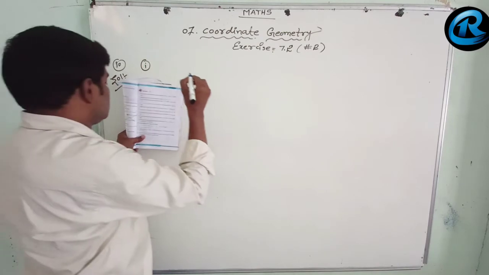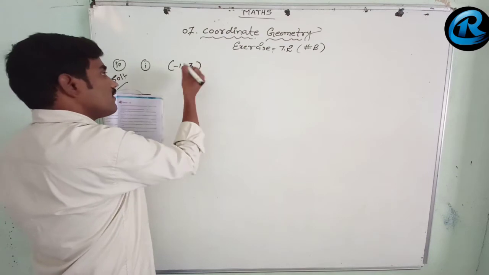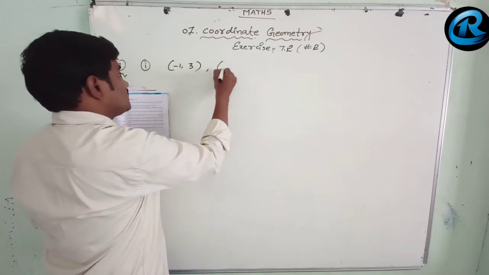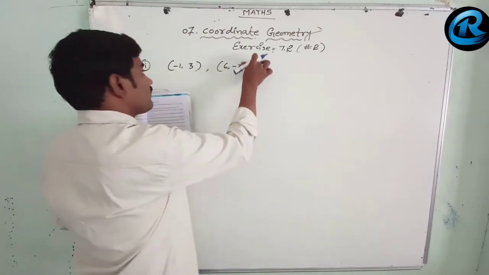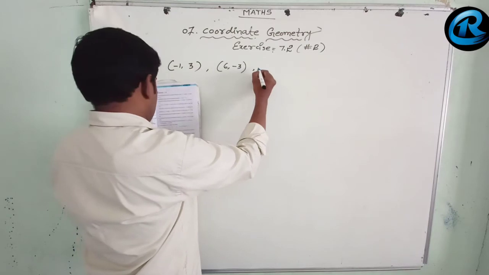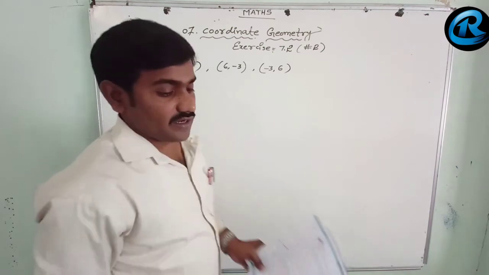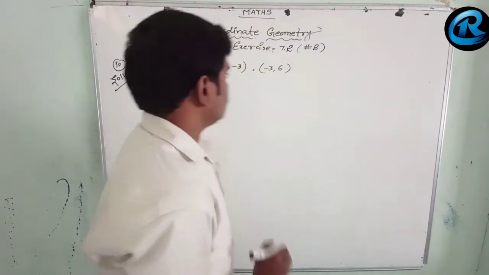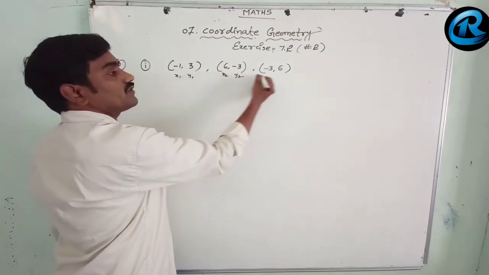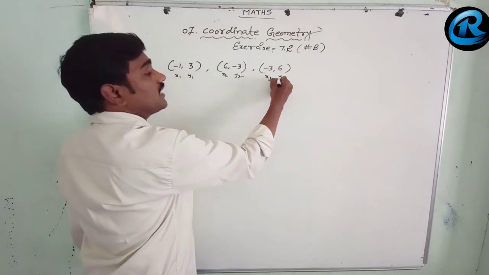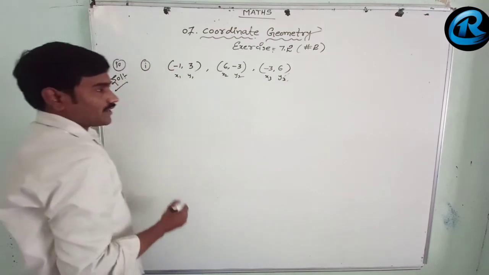The first question: the vertices are (-1, 3), (6, -3) and (-3, 6). Here we need to find the centroid. So we assume the points as x1, y1, x2, y2. There is one more point also, x3, y3. If there is one more point, x4, y4 also will be there like that.